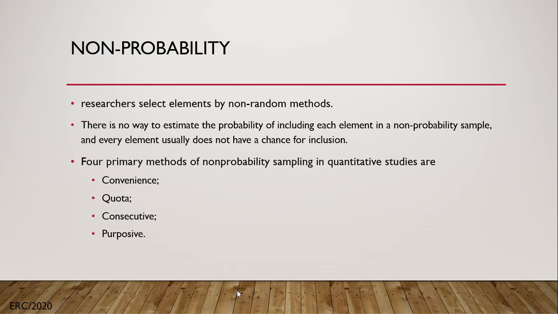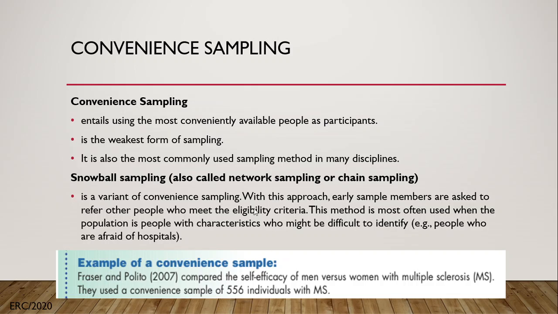Okay, so let's talk about the convenient. Convenient sampling, when we say convenient sampling, okay, it entails using the most conveniently available people as participants. Okay, kung sino lang yung available or conveniently available na pwedeng maging respondents mo. Okay, but it is the weakest form of sampling. Kasi nga you haven't set any standards or characteristics before. So, kung sino lang yung available, so sino lang yung naging respondents mo.